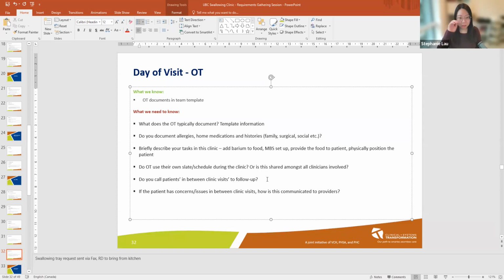Okay, and are there instances where the OT would get questions from the patient that are not related to the team itself? No, but I do ask some of them, where I see that they're more physically disabled, the questions that are on the template again. Okay.